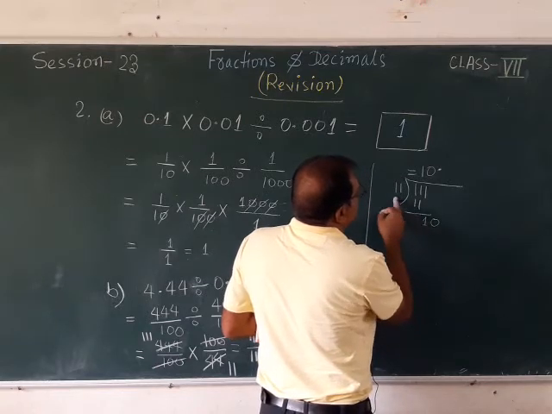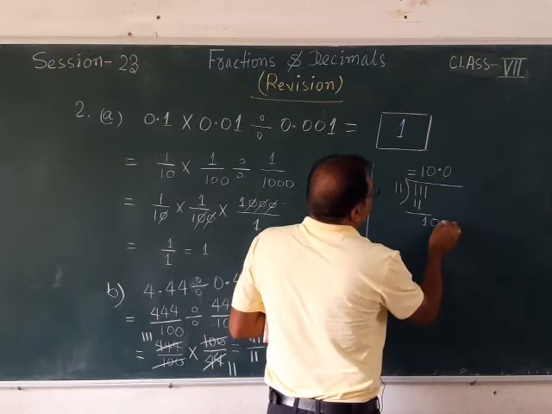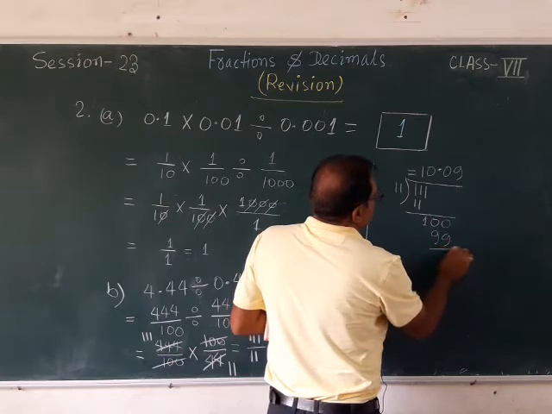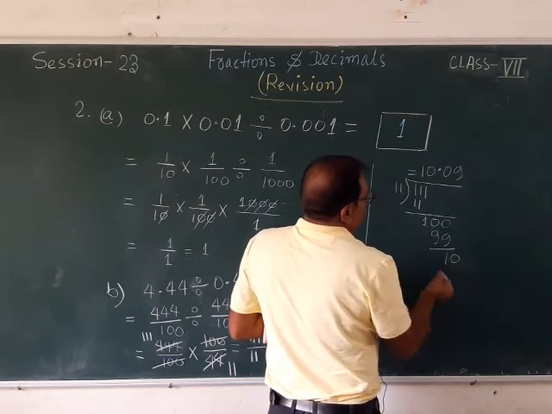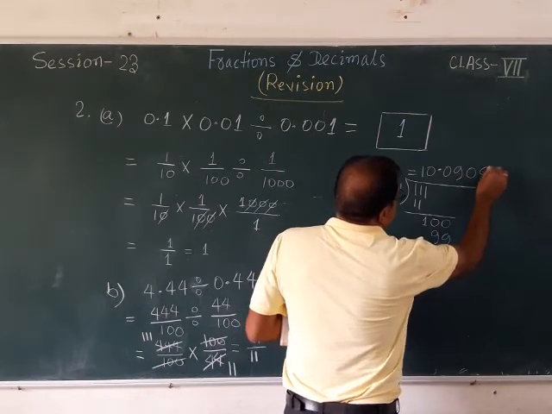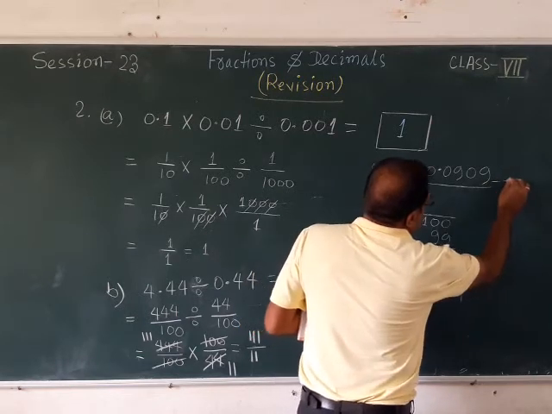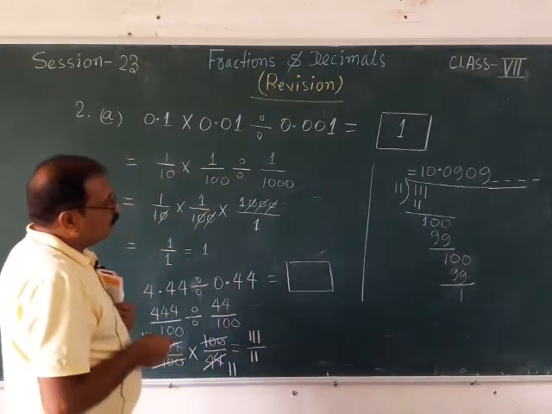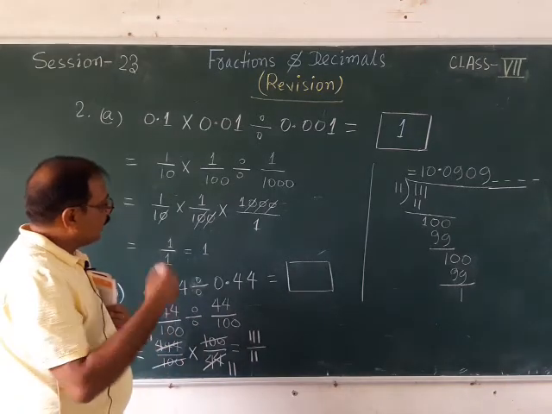But here the number is still very small. That means again we need to put 10, then 100. 11 9 times is 99. Again 1. That means again I can put 10, and to take another 0 I have to write a 0 there. Then 11 9 times is 99, and this process never ends. It is going and going, and you cannot divide it properly. So it will be 10.090909, like that it will move.